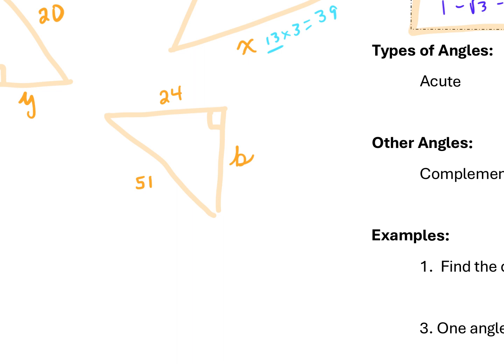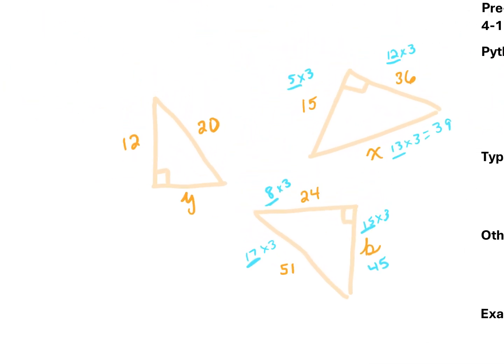Good, CJ. So this is 8 times 3. This is going to need to be 15 times 3. And this is 17 times 3. 17 times 3 is equal to 51. So this is an 8, 15, 17. So side B, if we do 15 times 3, that gives us 45. Good. Okay, last one.